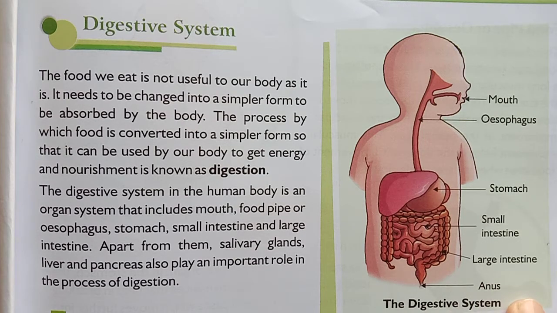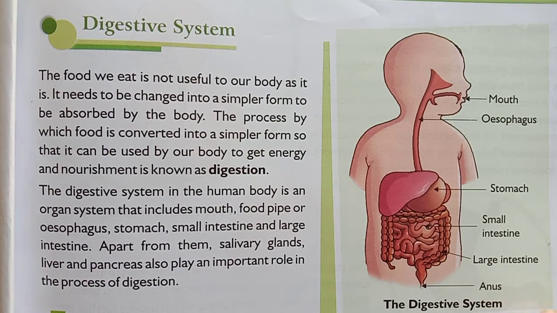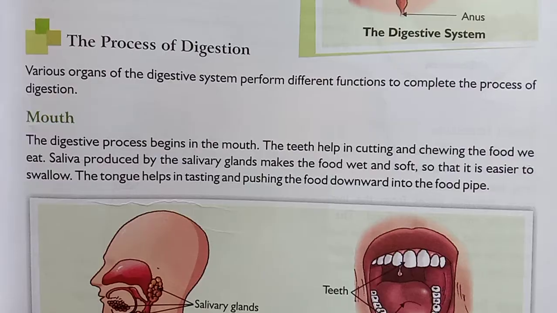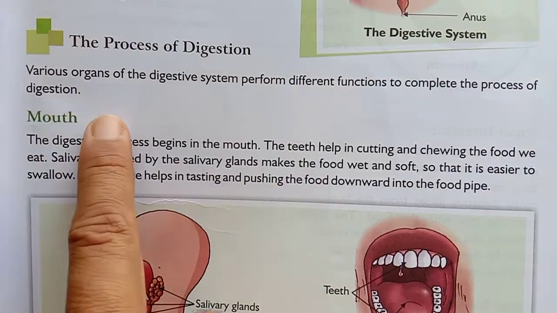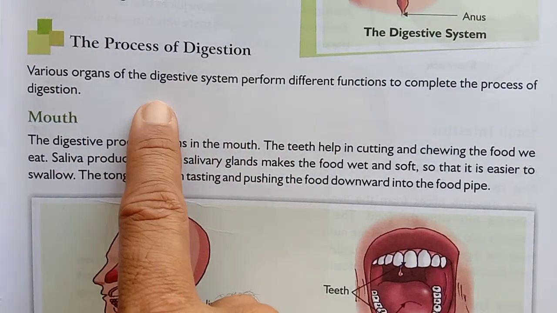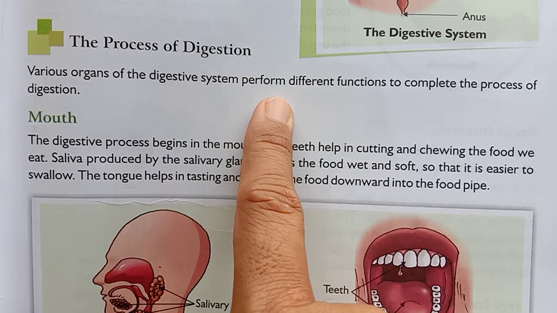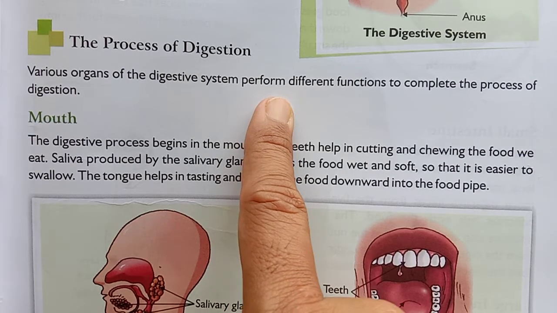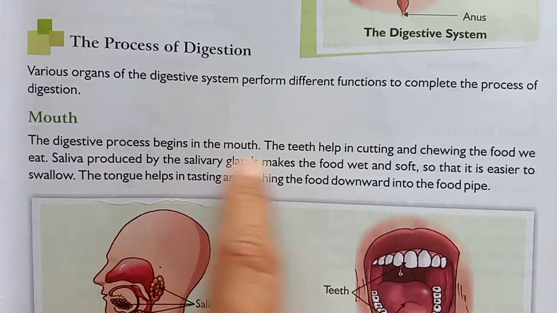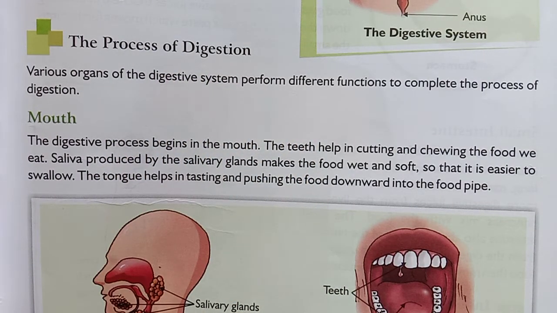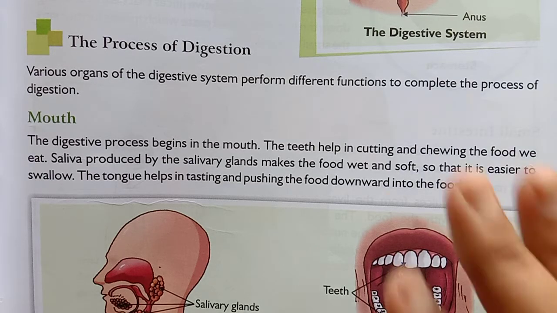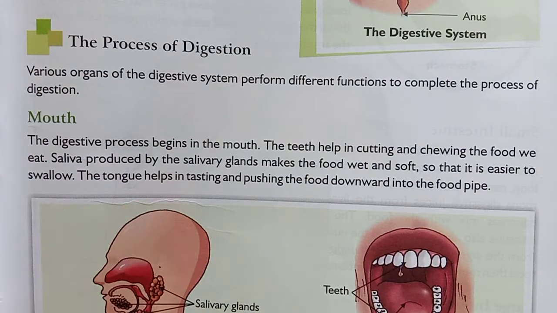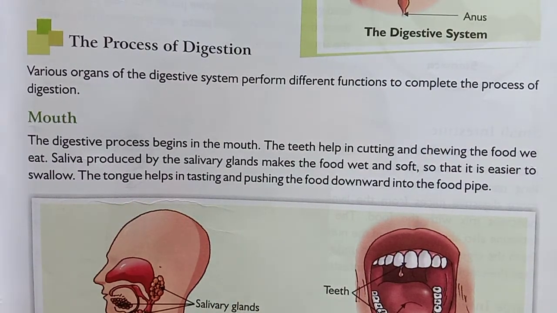Okay, students. Now let us see the process of digestion. I have told you what is digestion. Now let us see the process of digestion. The various organs of the digestive system perform different functions to complete the process of digestion. Okay, now first we will start with the mouth, because from the mouth only the digestive system starts.